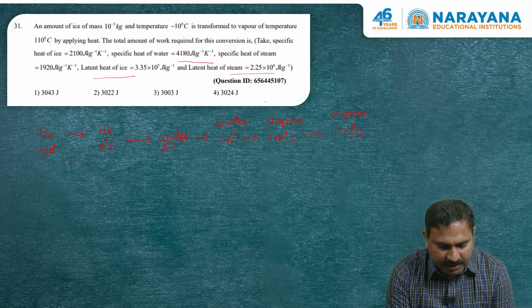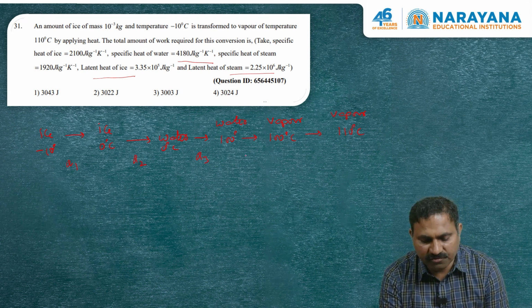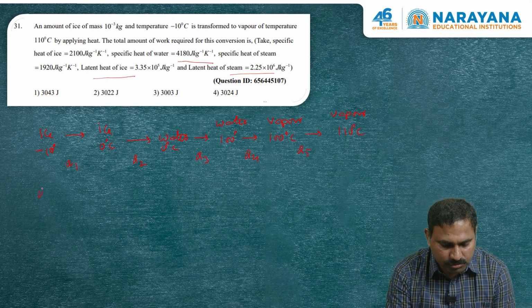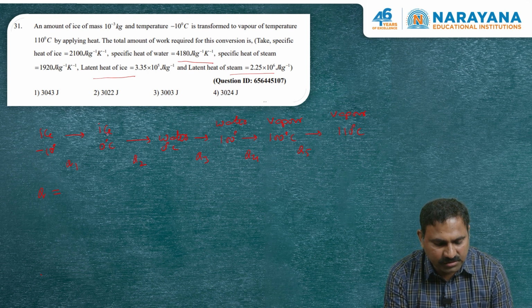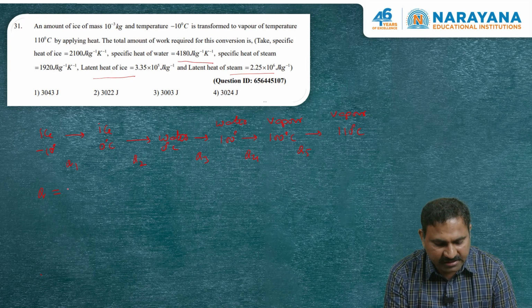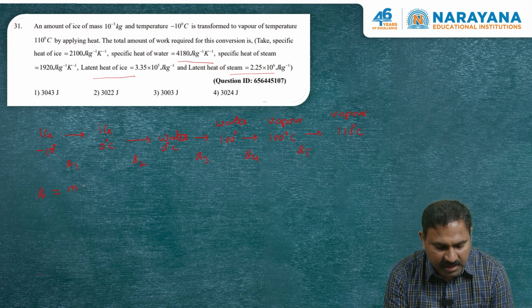So let Q1 be the amount of heat to be supplied here, Q2 is amount of heat, Q3 is amount of heat here, Q4 here and Q5 here. So total heat Q equal to sum of all these, where Q1 is from ice to ice, that is from minus 10 to 0 degree centigrade. So rise of temperature is 0 minus of minus 10, that is 10. So m into specific heat of ice into rise of temperature 10 plus.